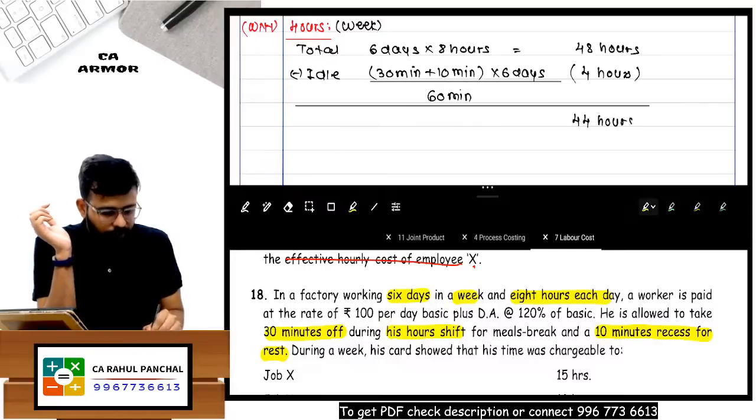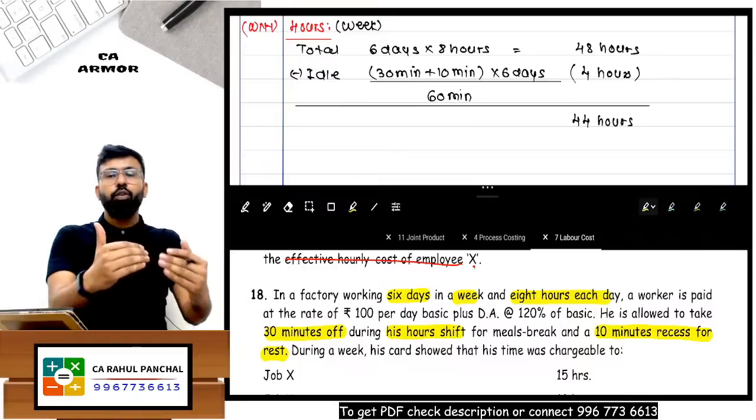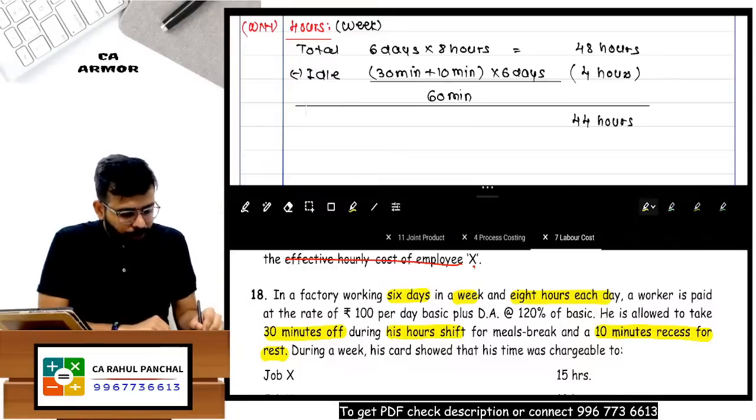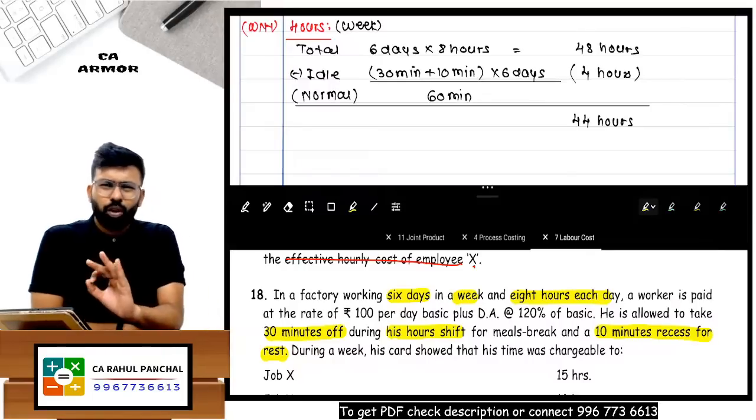Okay, we get 44 hours. So worker generally works for 44 hours. This is normal hours after subtracting normal idle time. That normally we give this break, which we know on very first day.